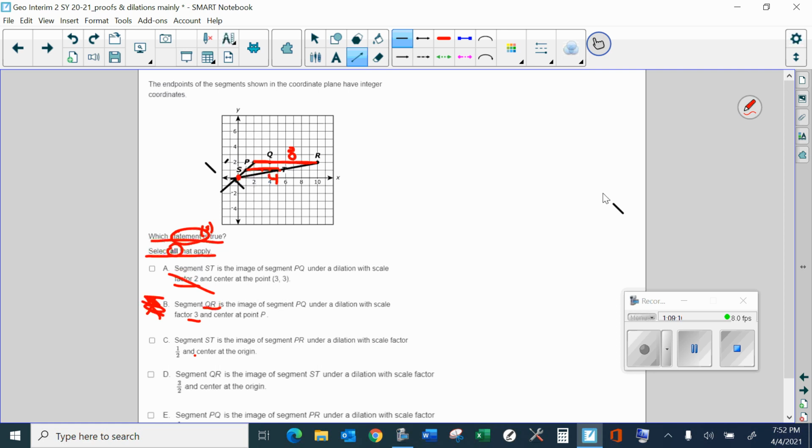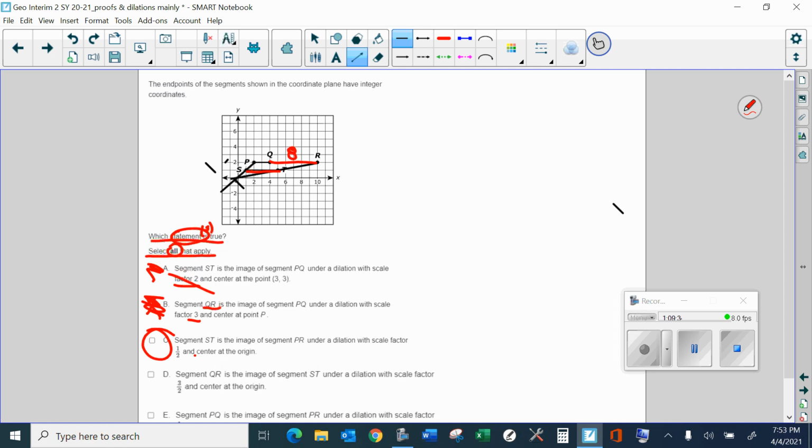So that was crossed out. That's a no. That's a no. Yes for C. So we got 1 true so far. Segment QR is the image of ST under dilation with scale factor of 3/2 at the origin. Well, we know it's at the origin, but remember it wasn't 3/2.